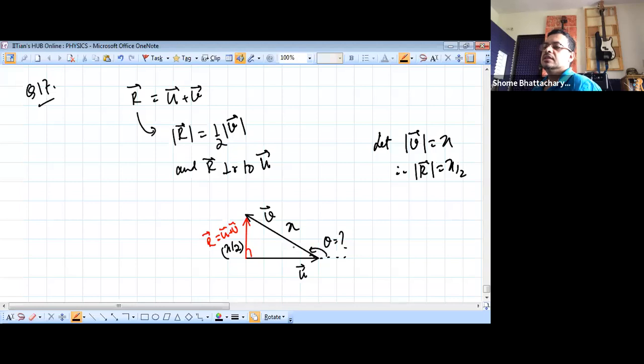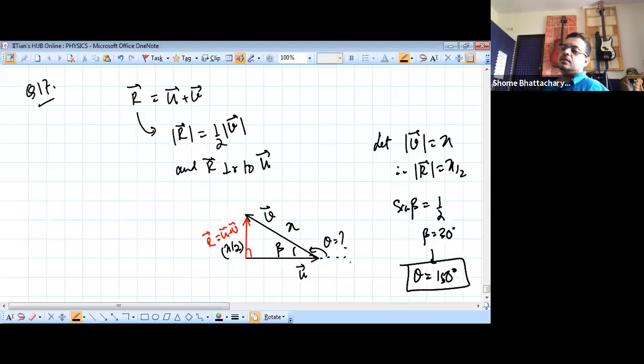So you can see that if this angle is, let's say, beta, then sine beta is equal to half. Therefore, beta is equal to 30 degrees. Now, importantly, the angle theta is the one you are looking for, and that becomes 150. So the angle between u and v is not an acute angle. It's the exterior angle, which is obtuse in this triangle. So that's the 17th question.